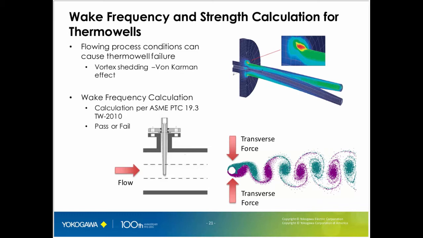Thermal well manufacturers offer a wake frequency and strength calculation. This is typically done before manufacturing. It's to a specific standard, ASME standard PTC 19.3 TW-2010. They'll take your process conditions and use the dimensions of the thermal well to tell you if there's a chance that your thermal well could snap off in your process. So it's a simple pass or fail. If it passes, then there should be no risk of your thermal well snapping off. If it fails, they will make recommendations, either by adding structure or shortening the thermal well length, to make it pass and make sure you don't run that risk of your thermal well snapping off.